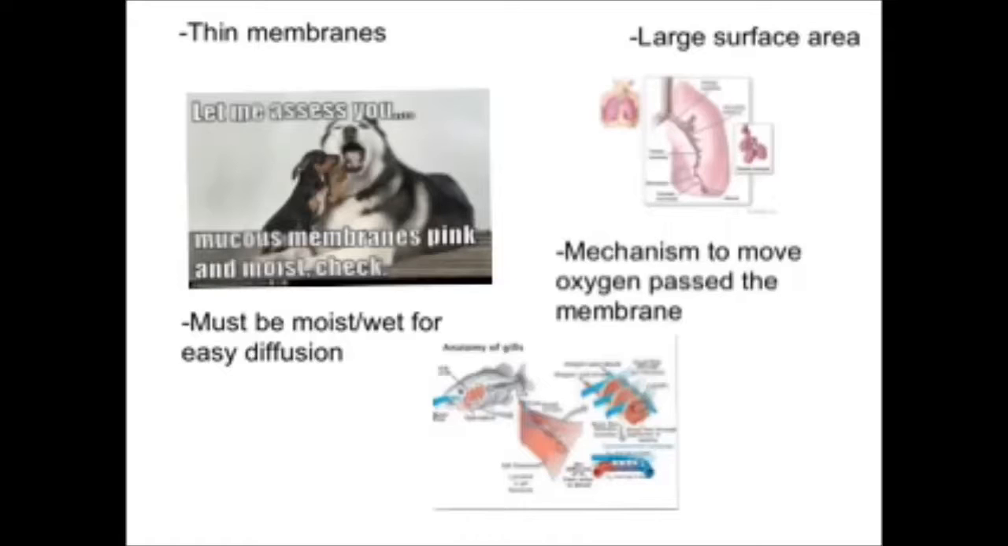And there's generally a mechanism by which the oxygen is passed by the membrane. Like in fish, water passes by the gills, depositing oxygen again as it passes against the membranes. And in our lungs, we inhale, and as we do, our lungs fill with air, and the O2 diffuses through the side membranes.